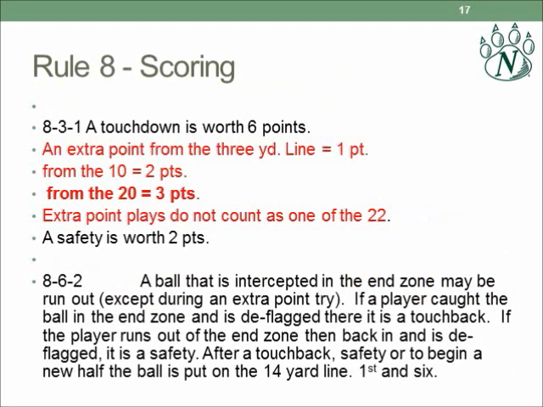Rule number 8, scoring. Again, touchdown, of course, is 6 points. We have 3 extra point lines out there. The 3-yard line, if you successfully complete the extra point, is worth 1 point. If you decide to take it from the 10-yard line and score, it's 2 points, or you can go from the 20 and get 3 points. You will tell the referee where you want to go from, and they will tell the scorekeeper. Extra point plays do not count as one of the 22 plays for each half. And then, of course, a safety is worth 2 points.